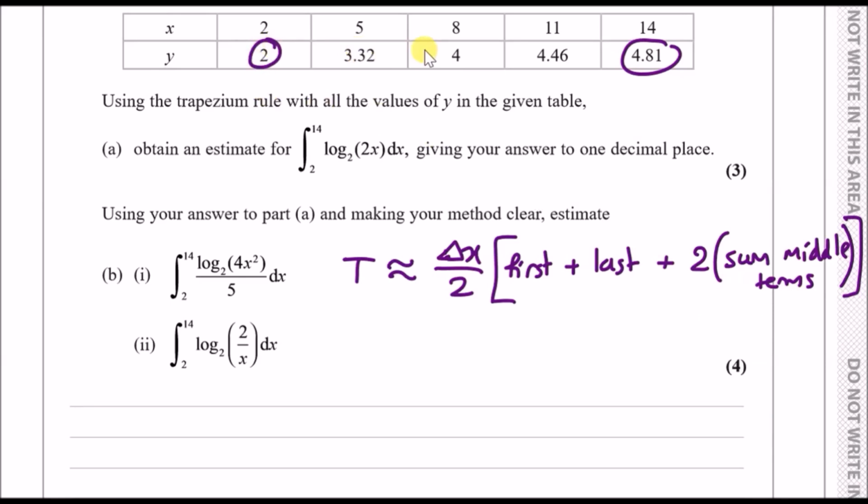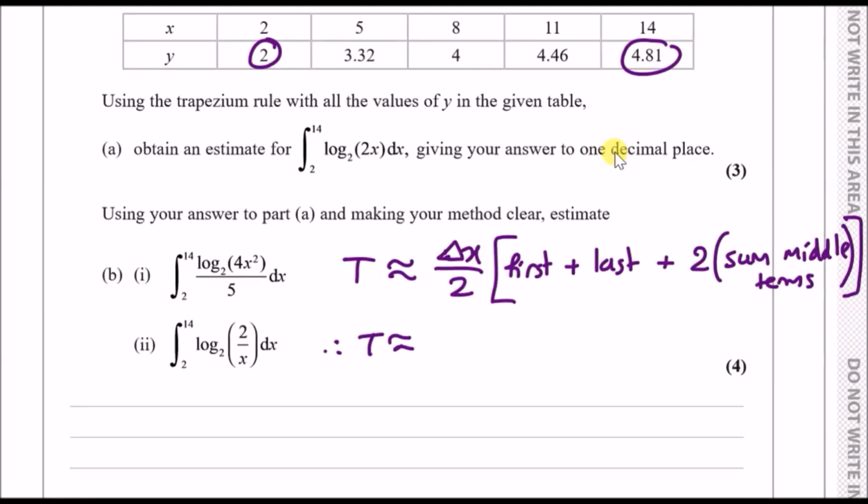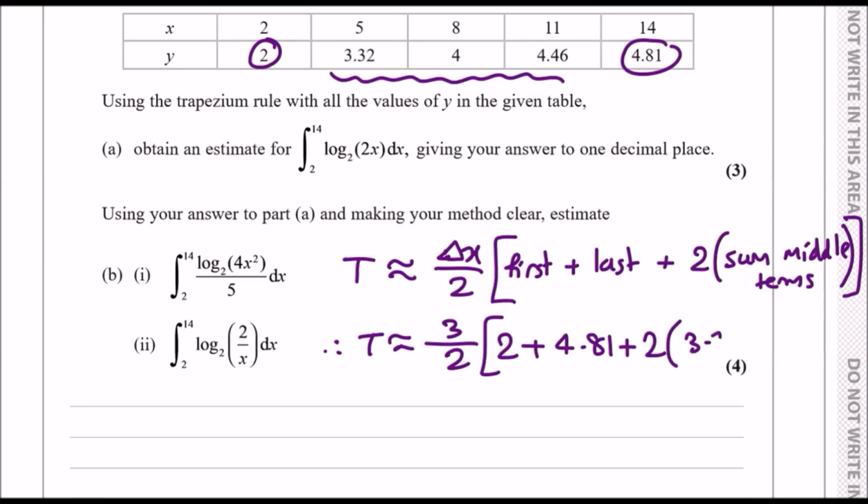So essentially, we're just going to pop in all these values here. By the trapezium rule, the change in x is the gap between each x value, and as we can see, it's going up in 3s every time. So the change in x is just 3, and then it's over 2 times the first term, which is 2 for y, plus the last y term, 4.81, plus 2 times everything in between. And by between, we're talking about these values here. So it's going to be 3.32 plus 4 plus 4.46.